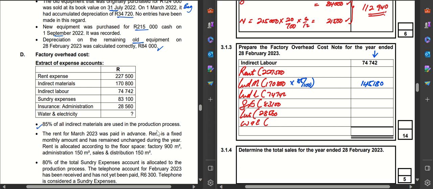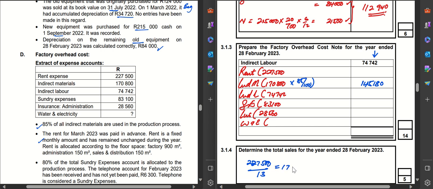Okay, let's go on to the next one. The next one then reads, the rent for March 2023 was paid in advance. Okay, so rent is paid in advance. We should subtract whatever amount that was paid in advance. Then we are told again that rent is a fixed monthly amount and remain unchanged during the year. So what they're trying to tell us is, when we come here to the 227,500, if we divide this by 13, we should get rent per month.